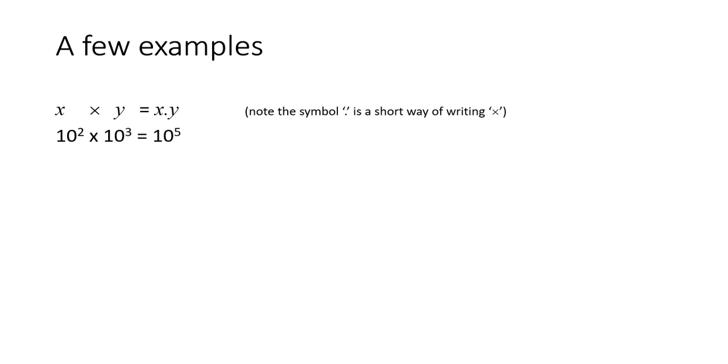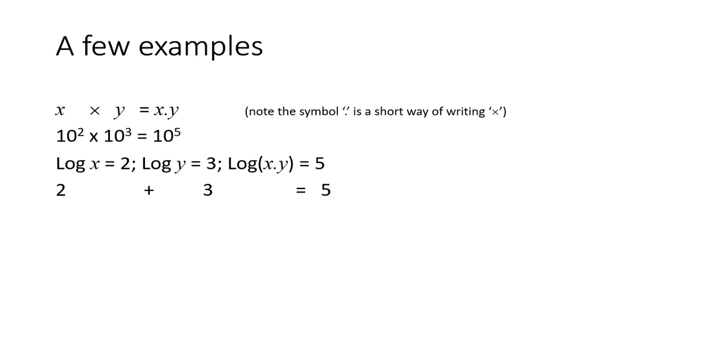If I say x multiplied by y, we can quite often write that down as x dot y. Dot is just an abbreviation for the multiply symbol. Now, let's give a couple of examples. 10 to the power 2, or 100, times 10 to the power 3, 1,000, is obviously equal to 100,000, which is 10 to the power 5. Now, what happens when we use log to the base 10 here? Log to the base 10 of 100 is 2. Log to the base 10 of 1,000 is 3. Log to the base 10 of 100,000 is 5.